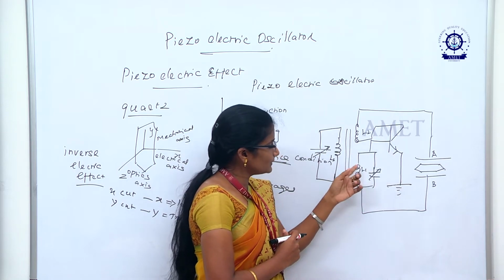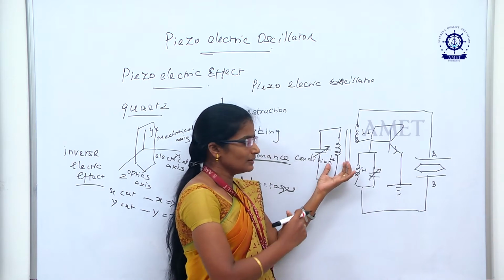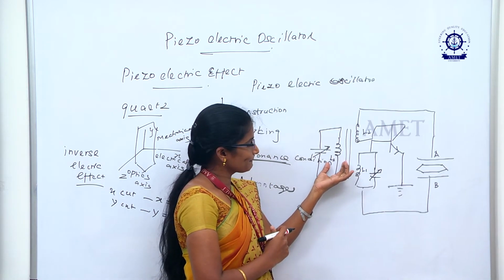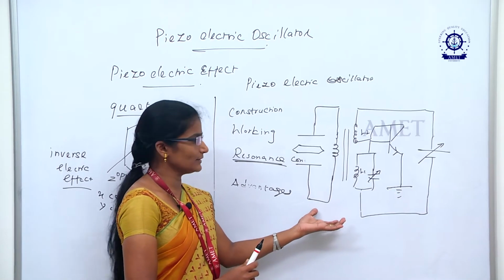So due to the mutual inductance of these coils L1, L2, L3, this current is transferred to the other coil, L3. So we have to see the construction of the piezoelectric oscillator.